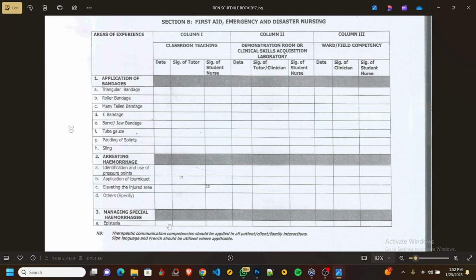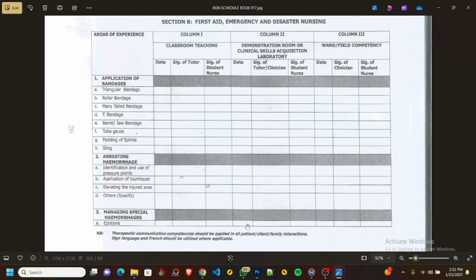So the same thing applies to, let's say, management of special areas like epistaxis, and we all know what epistaxis is. So you might be taught in the class, then the tutor will sign, then you, the student, will sign, but it will take a month, 2, 3, or some time later that you will get the experience of managing a patient with epistaxis. Remember, in the skills acquisition lab or the demonstration room, you might not get the physical aspect of a patient going through epistaxis.